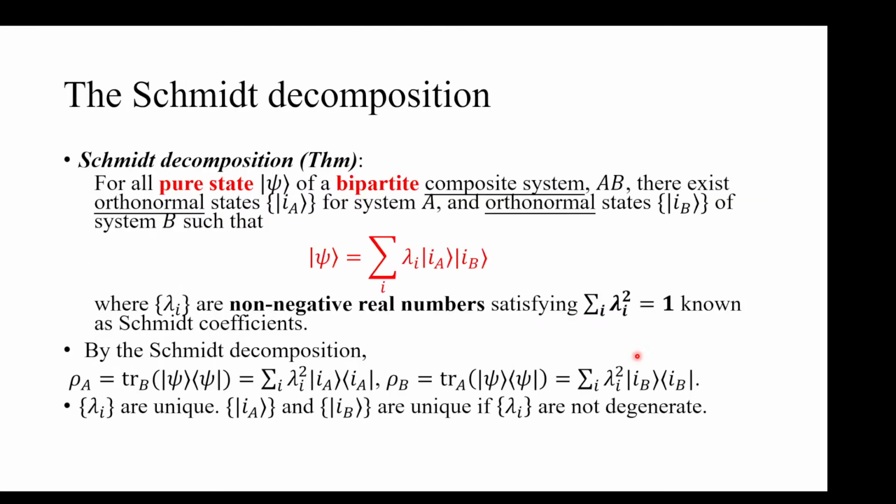And the cool thing about this streaming decomposition is that the set of lambda is unique. And the I and the IB are most of the time unique. If you don't have lambda equal to each other, then they are unique. Otherwise, you can have some differentials in your I and IB state.